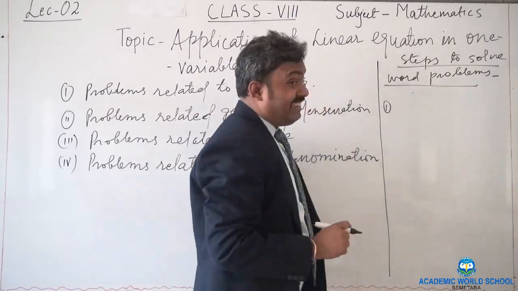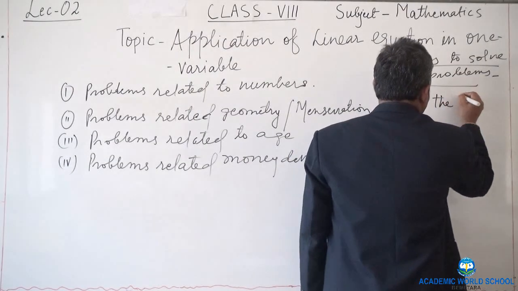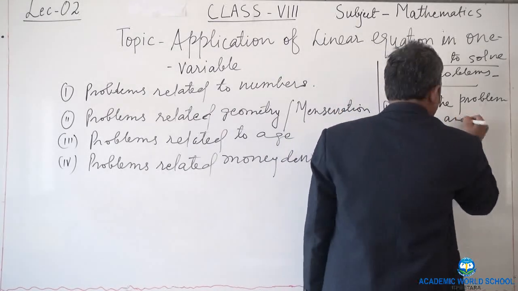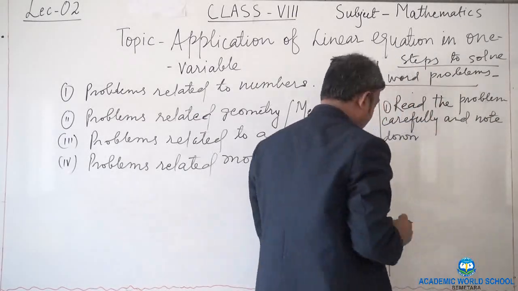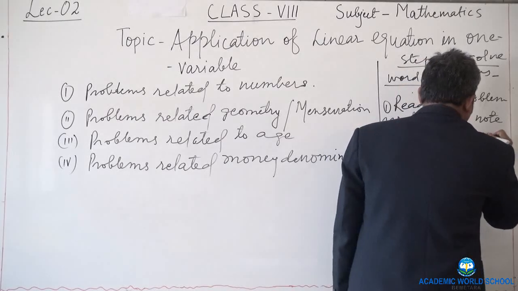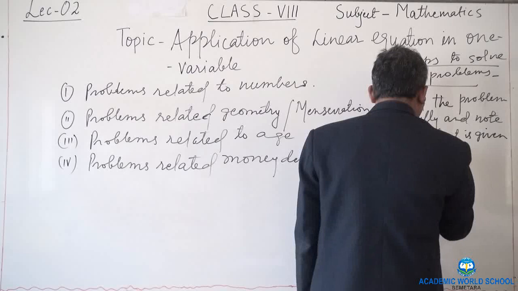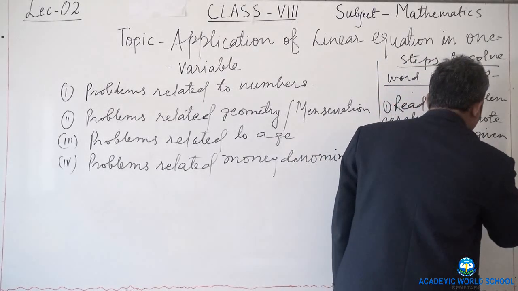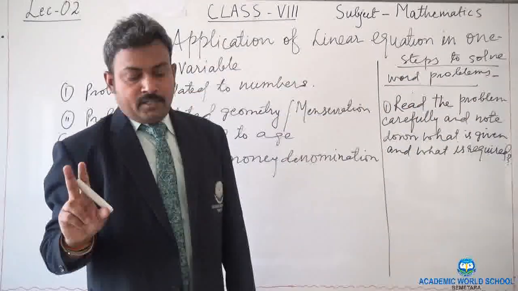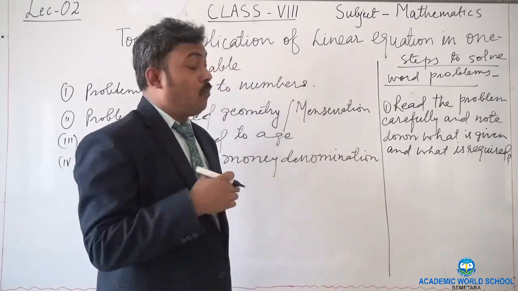First step, read the question very carefully. Read the problem carefully and note down, first, what is given in the question, and then you have to note down what is required. So two things in the first step: read the problem carefully and note down the first thing, what is given in the question, and the second thing, what is required to find.